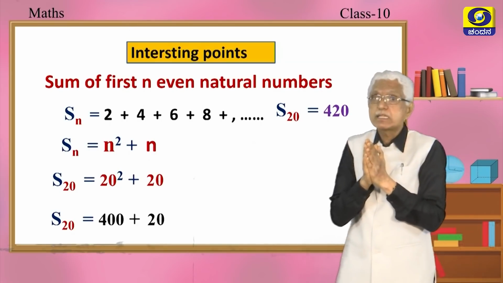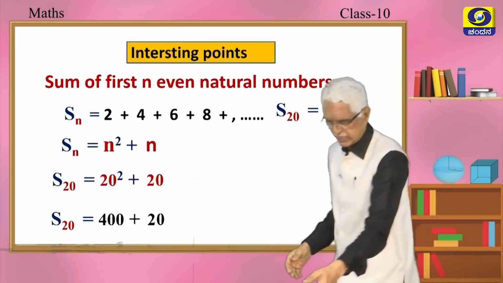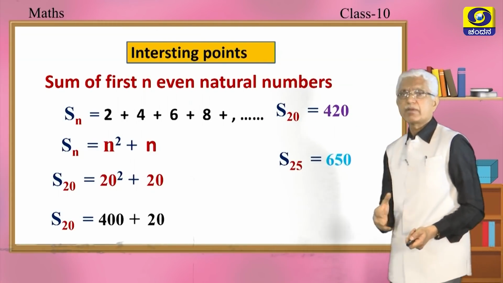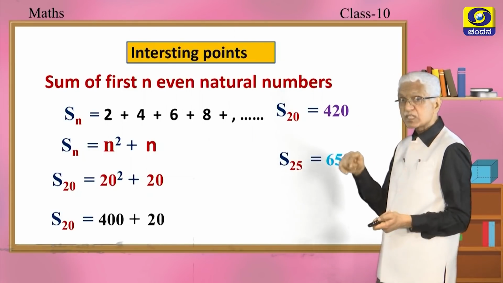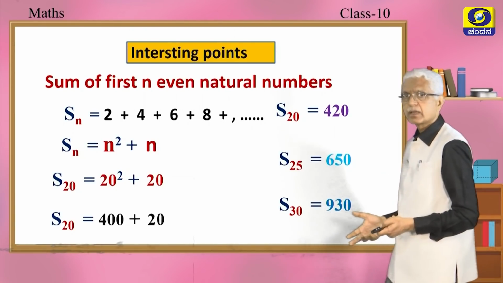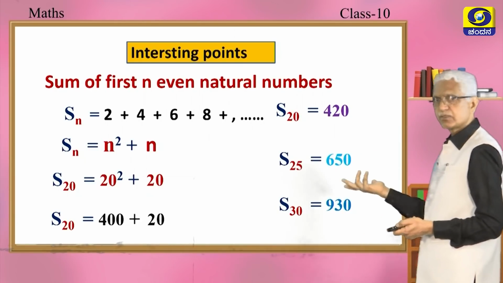Suppose I want you to find the sum of the first, say, 25 or 30, let us see. Let us see, my dear children. You want to find the sum of the first 25, correct. It is n square plus n, the general formula: 25 square plus 25, correct. 25 square is how much? 625, plus 25 is 650.